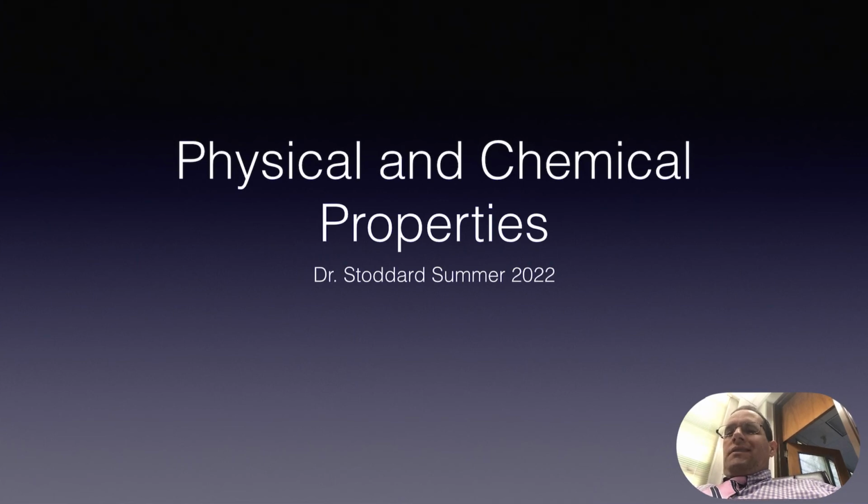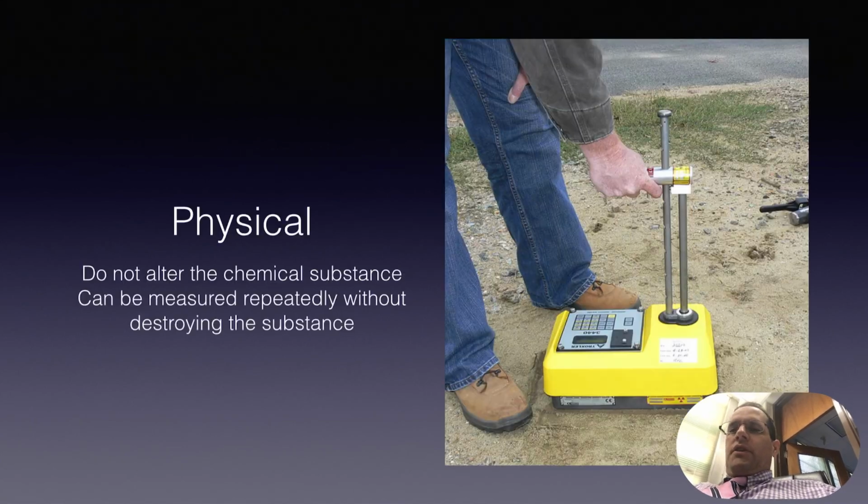Hello, we've got a very basic video here just to explain what physical and chemical properties are. This is, after all, kind of a separate subject. So physical properties, you need to realize, do not alter the chemical substance. You get it back again when you do your measurement. The measurement can be done repeatedly without destroying the substance.